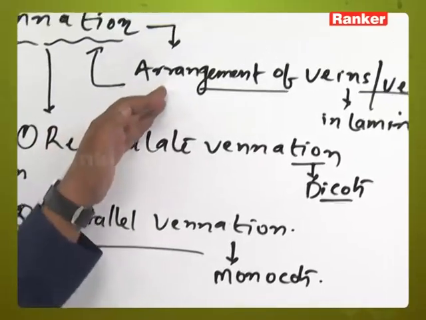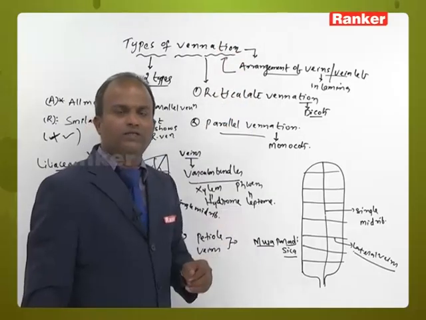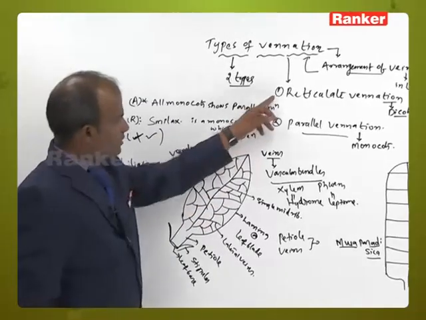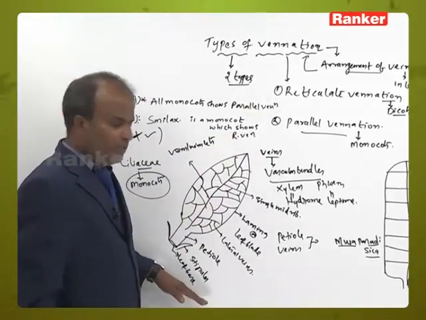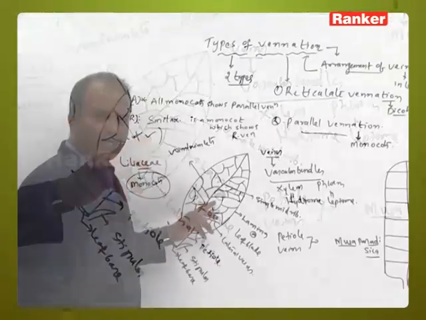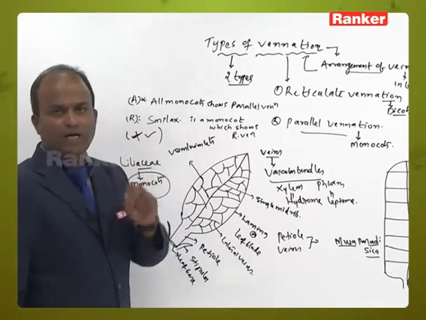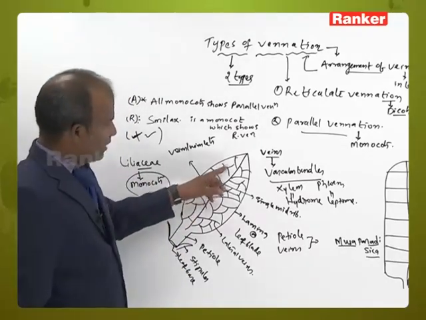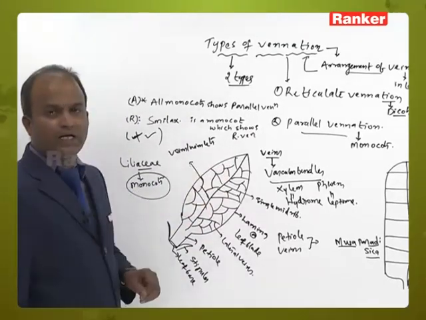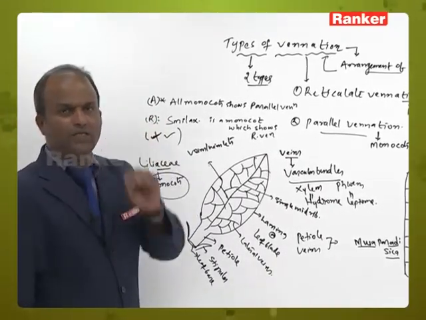What is meant by reticulate venation? The arrangement of veins and veinlets in the lamina itself is called venation. Venation is of two types. One is reticulate venation. In reticulate venation, the leaf shows a single midrib. From the single midrib, lateral veins arise, but here the lateral veins are not arranged in a parallel manner. From those lateral veins, veinlets arise, which look like a net-like arrangement. Based upon that criterion, it is called reticulate venation.